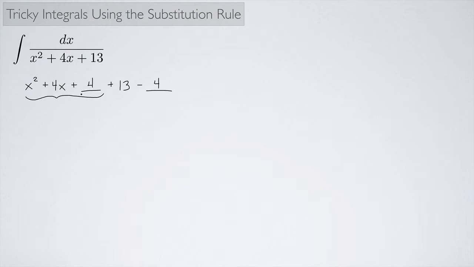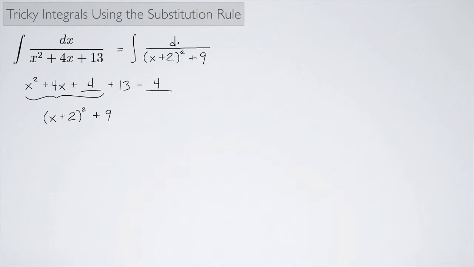Now this thing here, as a perfect square, looks like x plus 2 squared. And then 13 minus 4, that's going to be 9. And so I can rewrite this integral as the integral of, and then in the denominator, x plus 2 squared plus 9. And that's completing the square.